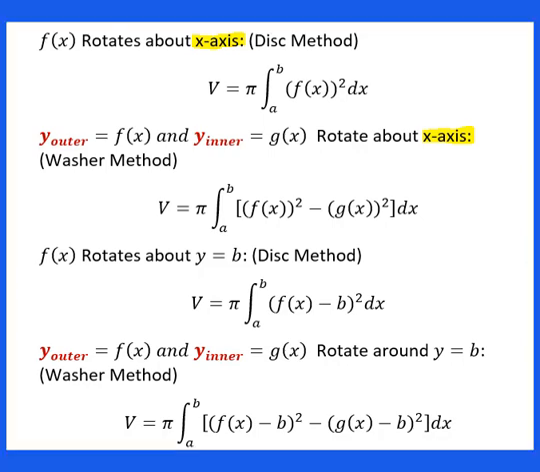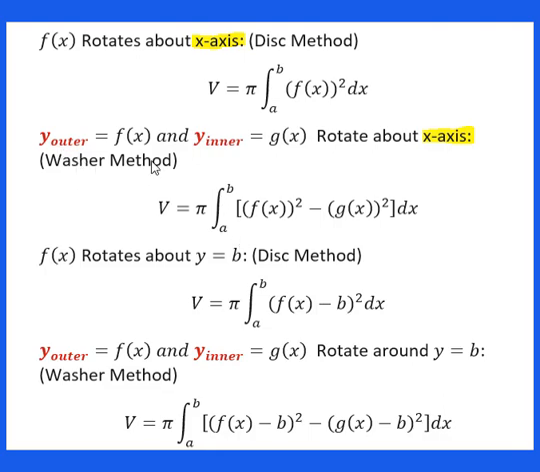In this video, I will show you how to use a graphing calculator to get the volume by revolution when a function rotates about the x-axis. Here's the formula. When f of x rotates about the x-axis, we use the disk method. Volume equals pi times the definite integral from a to b of f of x squared dx.